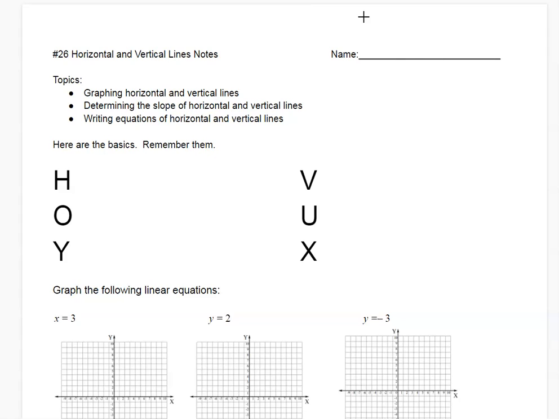So, here are a few basics, okay? You really need to remember these. Hoi! That's H-O-Y. Hoi! So, anyway, that hoi has a special meaning, okay? The H means horizontal. Okay? The H is horizontal.